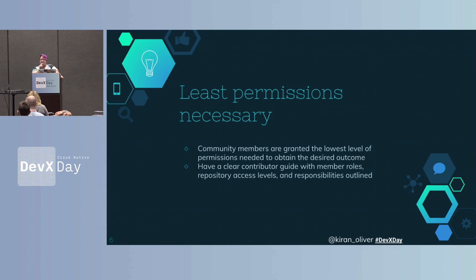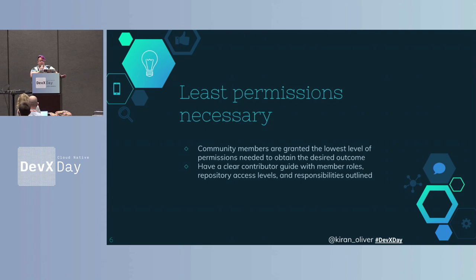At Camunda, in our community hub, which is a centralized location for all of our community extensions, we operate on the basis of least permissions necessary. Our community members are granted the lowest level of permissions needed to obtain the desired outcome. Whatever that may be, we're going to give them the least permissions possible so that they can still do what they need to do without impacting the security of the organization as a whole.